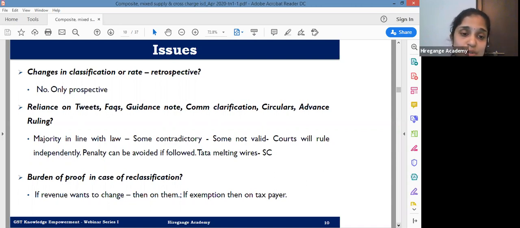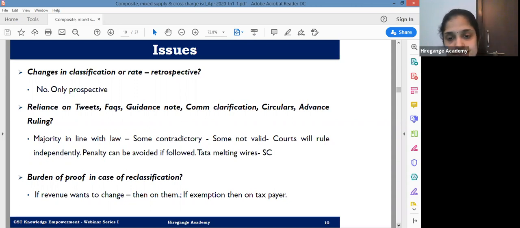Can we rely on tweets, FAQs, guidance notes, clarifications, advance rulings, circulars? I would say whenever it is in line with the law, yes, it may be relied upon. When it is not, some are contradictory. Like in relation to printing, there are so many circulars which contradict each other. So whichever is not in line with the provisions of the law may need to be treated as not valid.